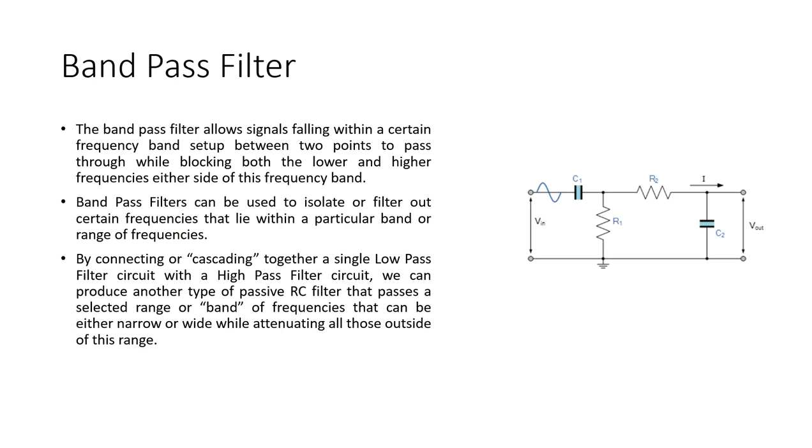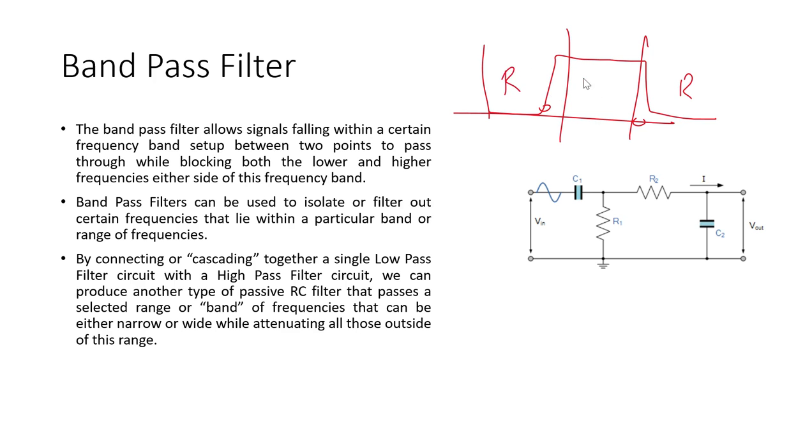Now the band pass filter, as the name suggests, is allowing a band of frequency. Say there are 2 points: one will start allowing the band and the other will end the band. Band pass filter can be used to isolate or filter certain frequencies that lie within a particular band or range of frequency. So we are having two, let's say, bands here. This one is rejected, this one is rejected, and this one is the pass band.